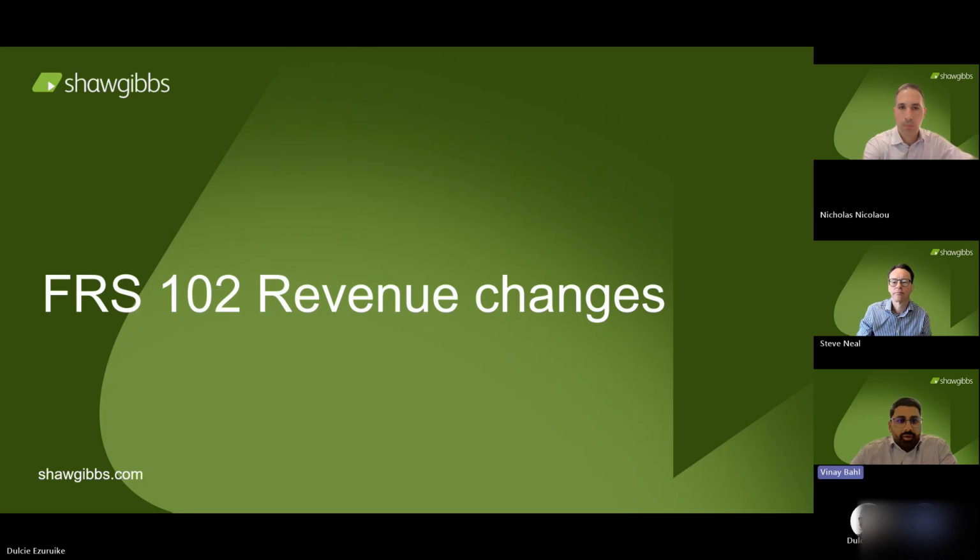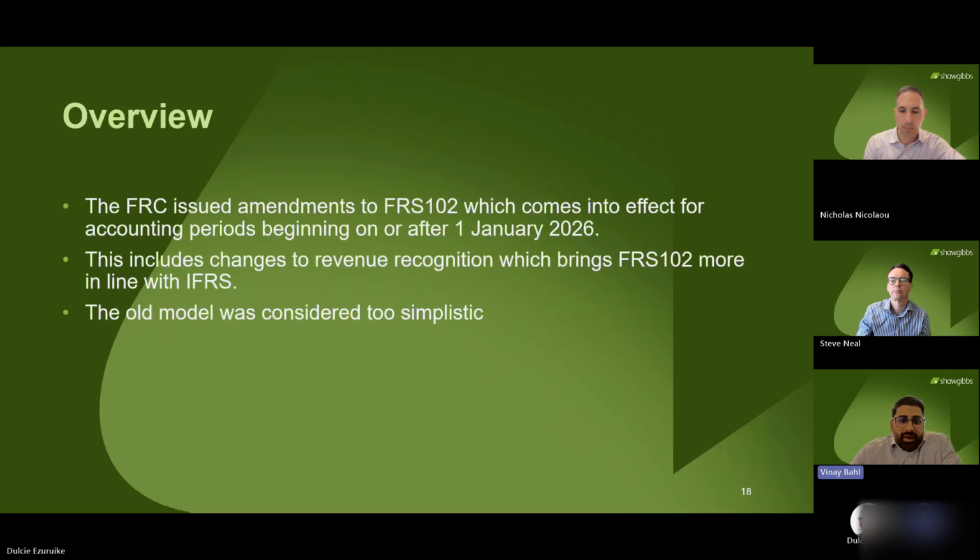Yeah, sure. So good morning, everyone. If you go to the next slide. As mentioned by Steve and Nick, these changes come into play for accounting periods starting on or after the 1st of January 2026, and they bring the UK accounting standards more in line with IFRS. The new revenue recognition model aims to improve comparability and transparency in financial reporting, provide a more consistent framework for recognizing revenue, and ensure that revenue recognition is more in line with the substance of the transaction.